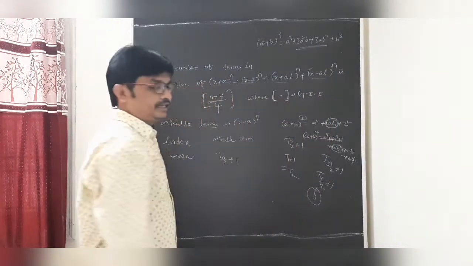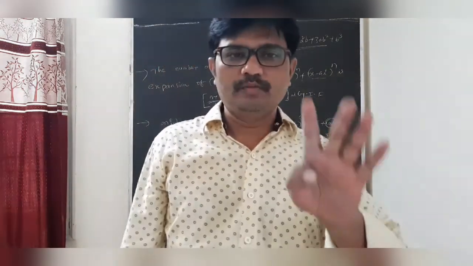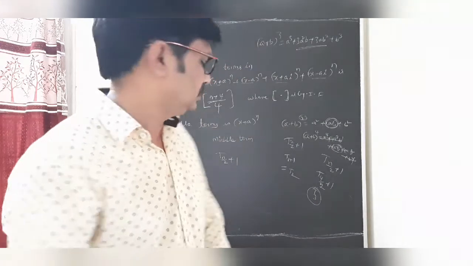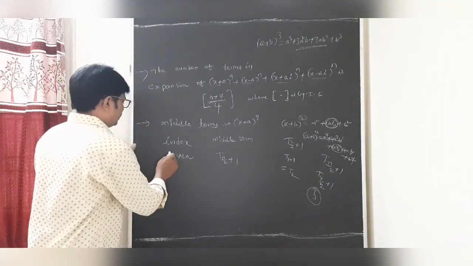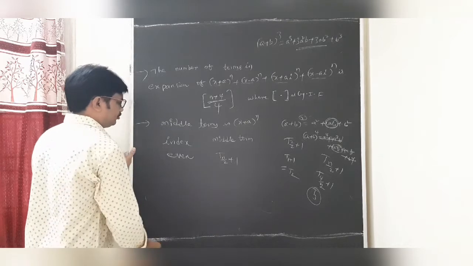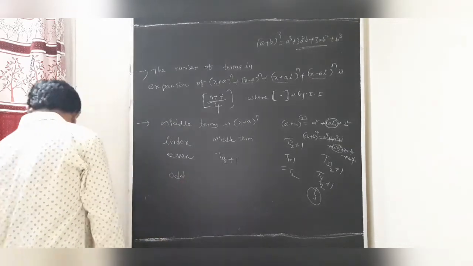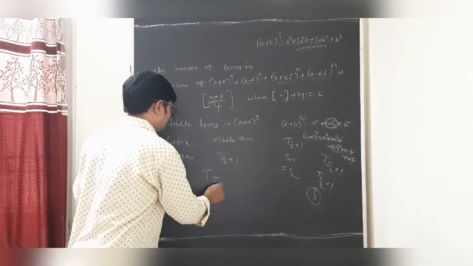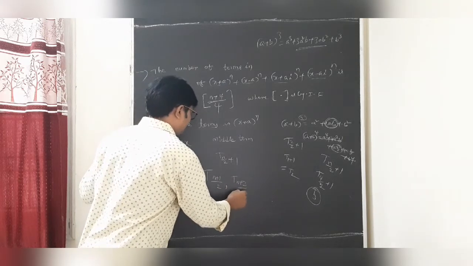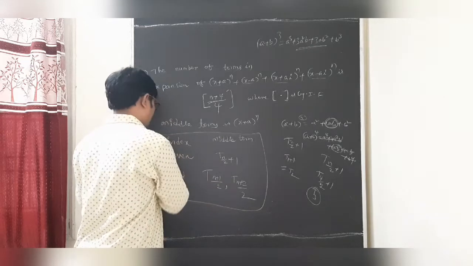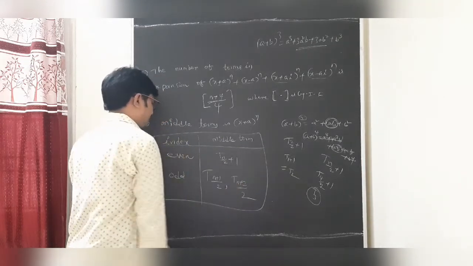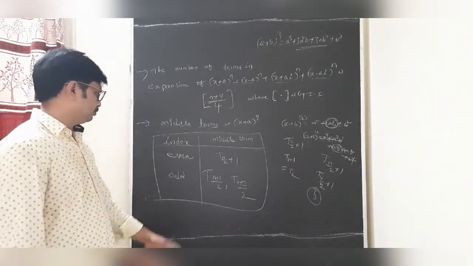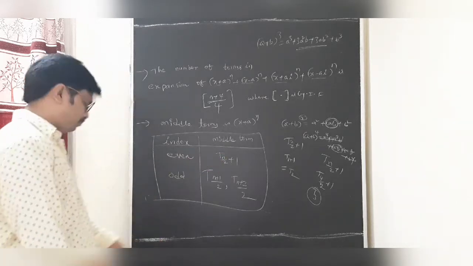Here we got two middle terms. Suppose n is odd, how many terms are we getting? Four terms. So the second term and the third term are the middle terms. Where n is even, the middle term is T(n/2 + 1). Where n is odd, the number of middle terms is 2, and those are T((n+1)/2) and T((n+3)/2).